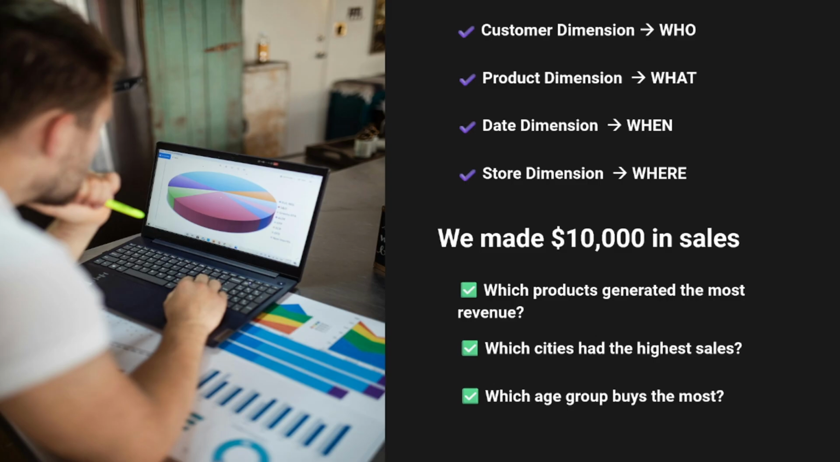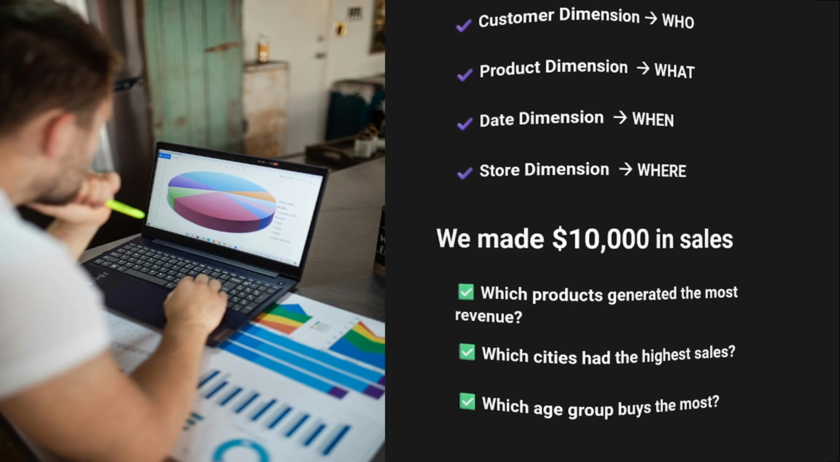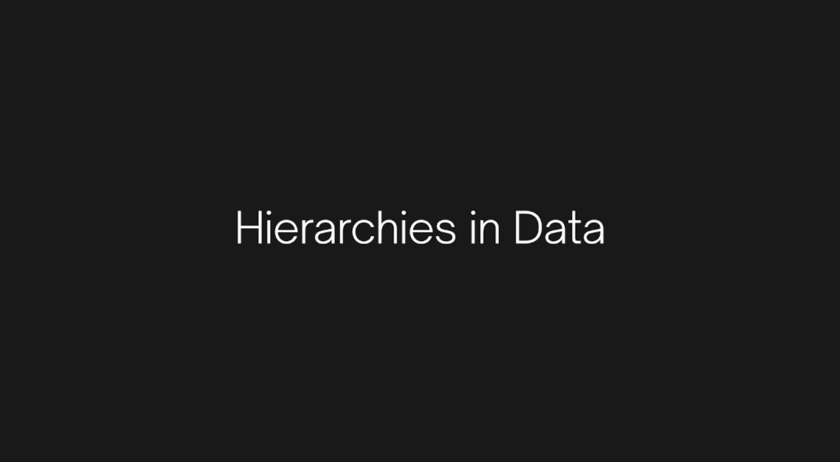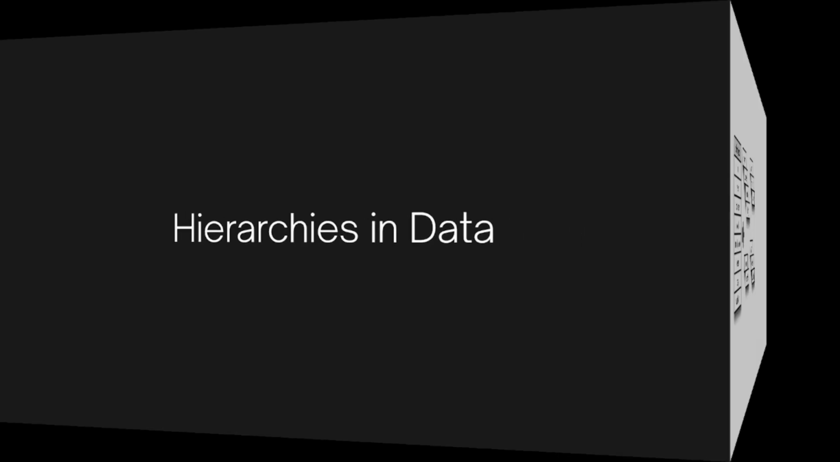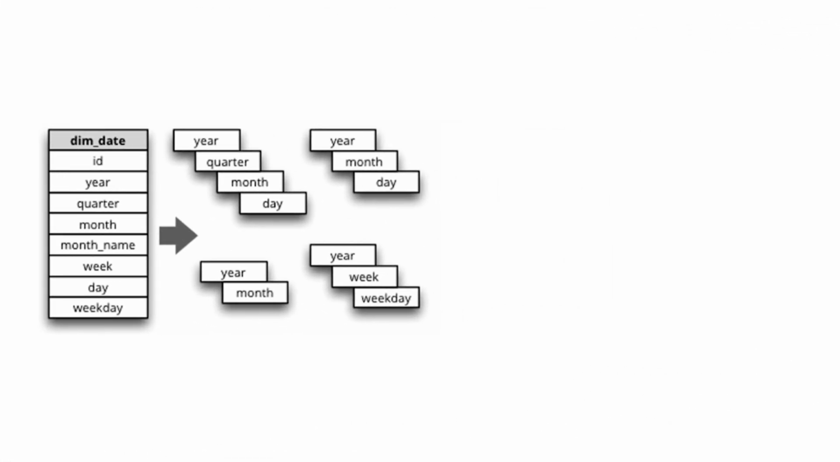Now, let's take this one step further. Sometimes, data needs to be grouped into levels to make analysis even more powerful. This is called a hierarchy. For an example, sales by date. Let's say your boss asks, can you show me sales trends over time? If your data is structured properly, you can break it down like this: year, quarter, month, week, day.